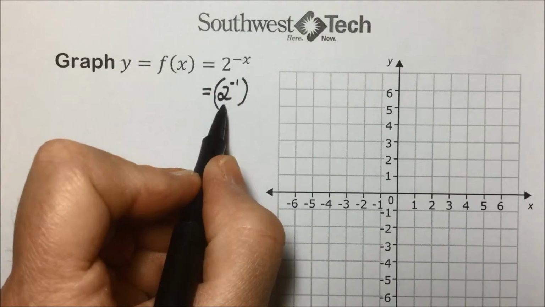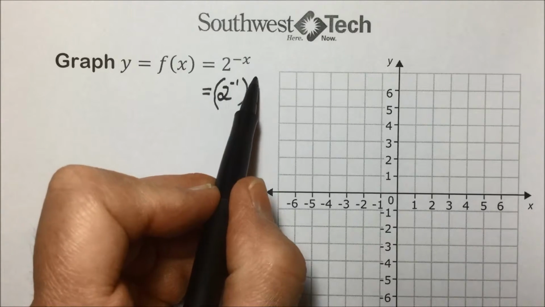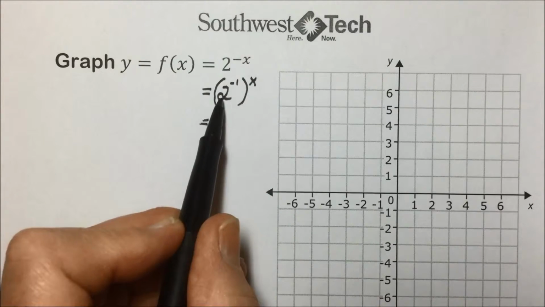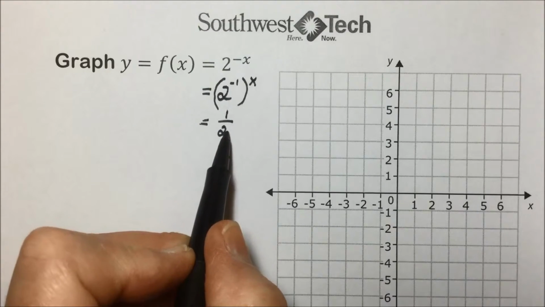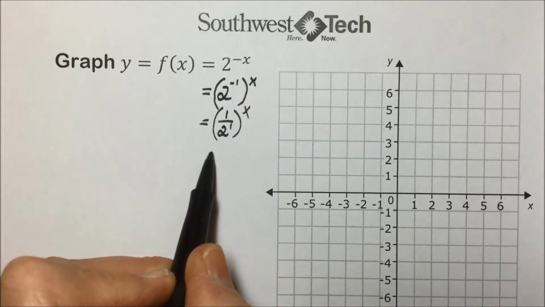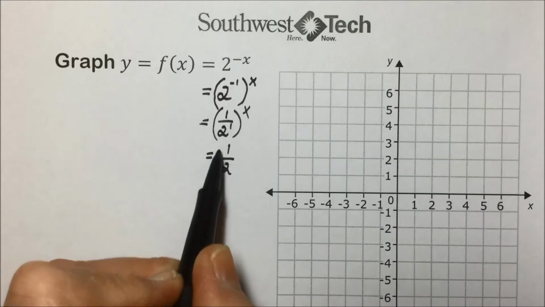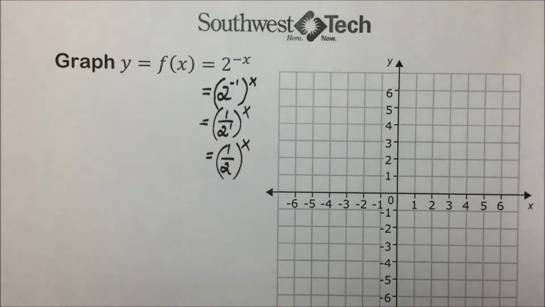can eliminate that negative exponent, and I'm going to pull this negative x apart into a negative 1 times x. 2 to the negative 1 power is the same as 1 over 2 to the first power, in other words, 1/2 to the x power. So if I clean that up, this exponential function is 1/2 to the x power.